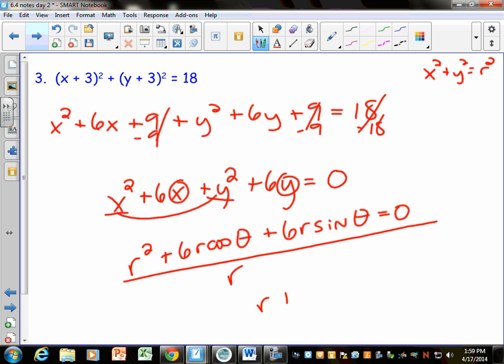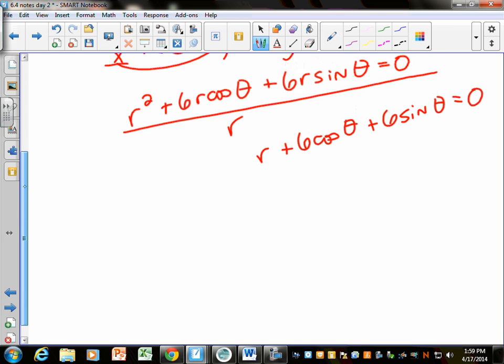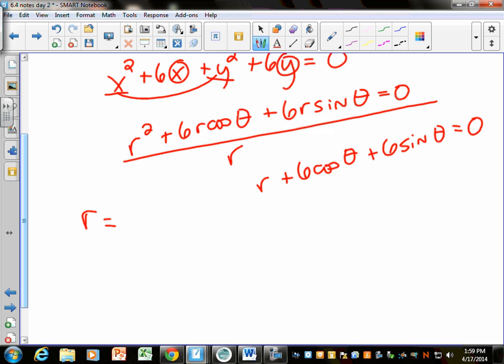So that makes r plus 6 cosine theta plus 6 sine theta equals 0. And now is it pretty easy to get r by itself? We just subtract those other things over. I think that would be r equals -6 cosine theta minus 6 sine theta. I had my answer like that, and I think when I checked the book, they factored the -6 out. As long as you can see what they did, you can match that up.